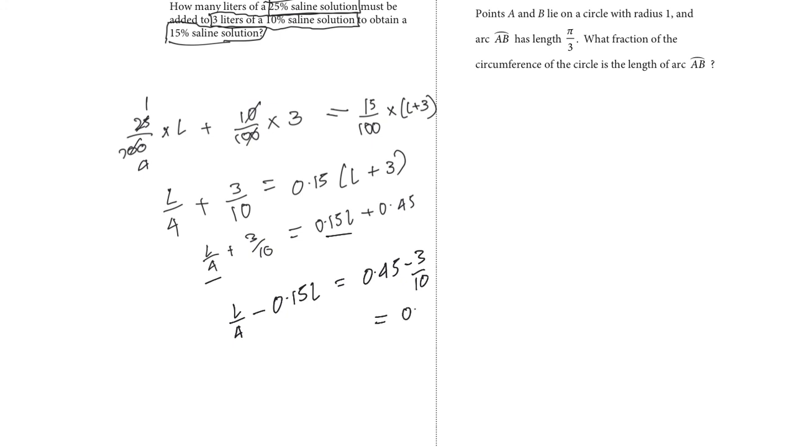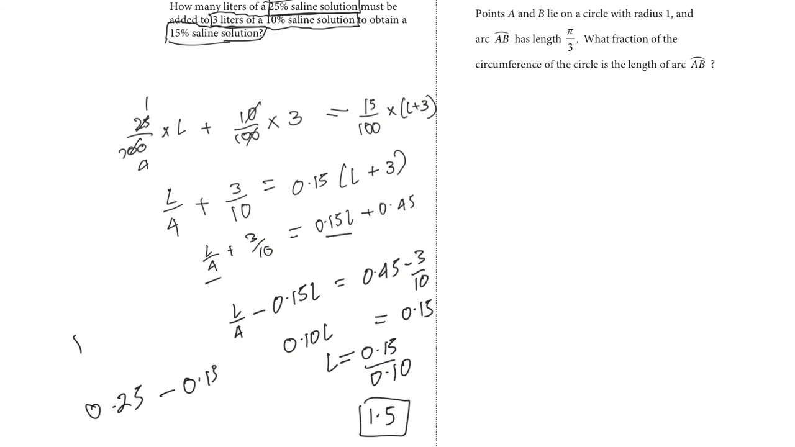It's 0.3, so that'll be 1.5, and this is 1 by 4, which is 0.25 minus 0.15, that is 0.10. L is equal to this, so L is equal to 0.15 by 0.10. Cancel the 0, it is 15 by 10, 1.5. So the answer should be exactly 1.5.